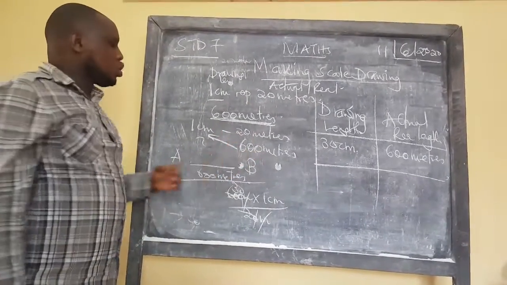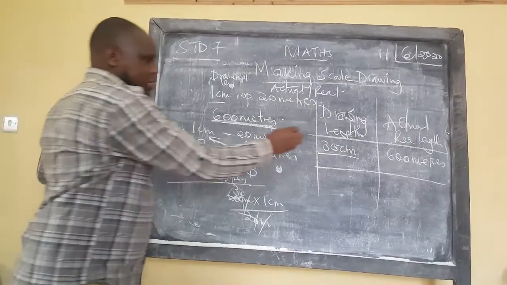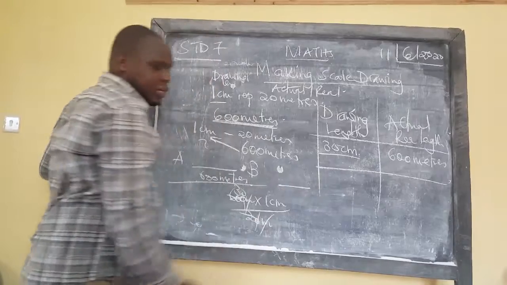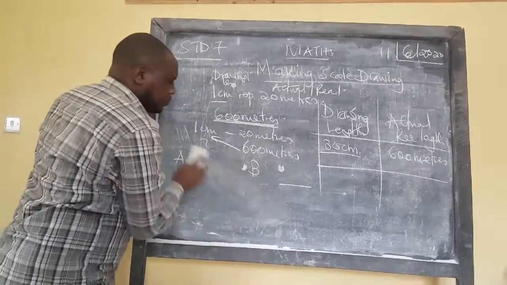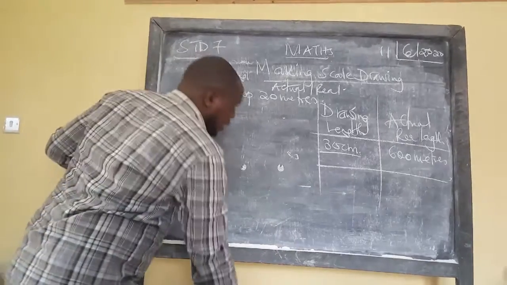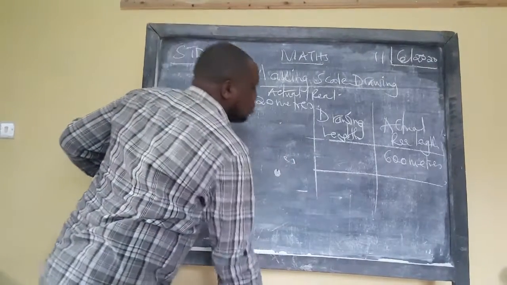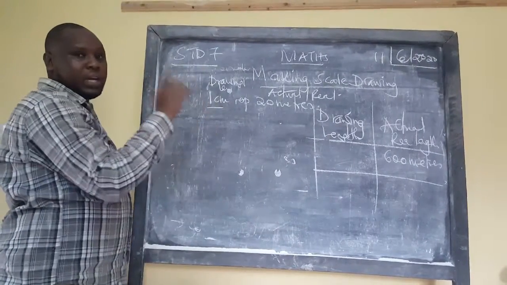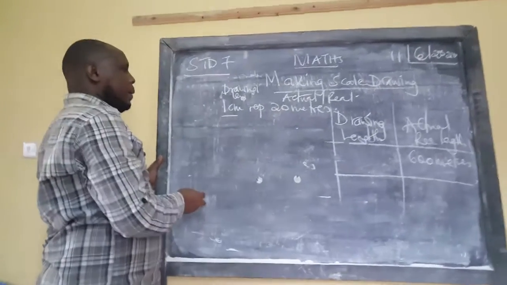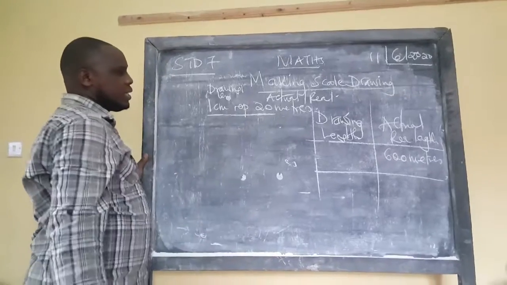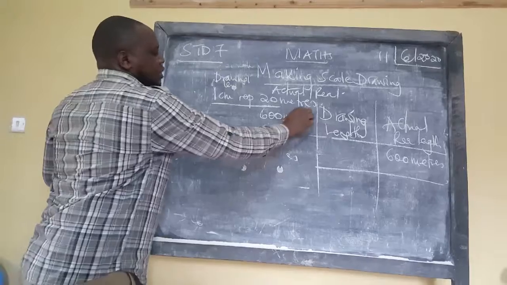It is not possible. So you must choose a scale so that at least the drawing length will fit in your book. We can choose a different type of scale. What we want here is for the number of centimeters to be small, so that we get to draw and fit in the space that will be available. So instead of 1 centimeter representing 20 meters, when our length is 600 meters, let us consider that.